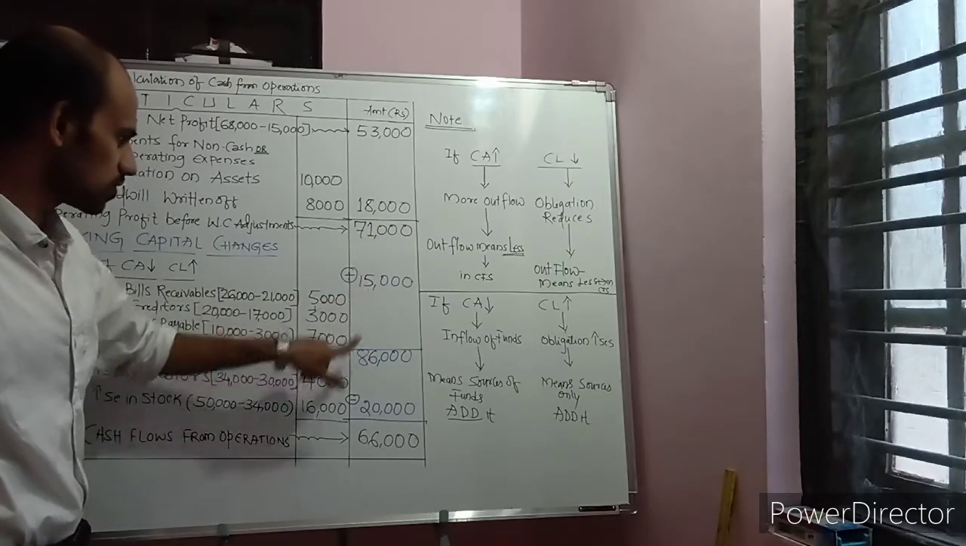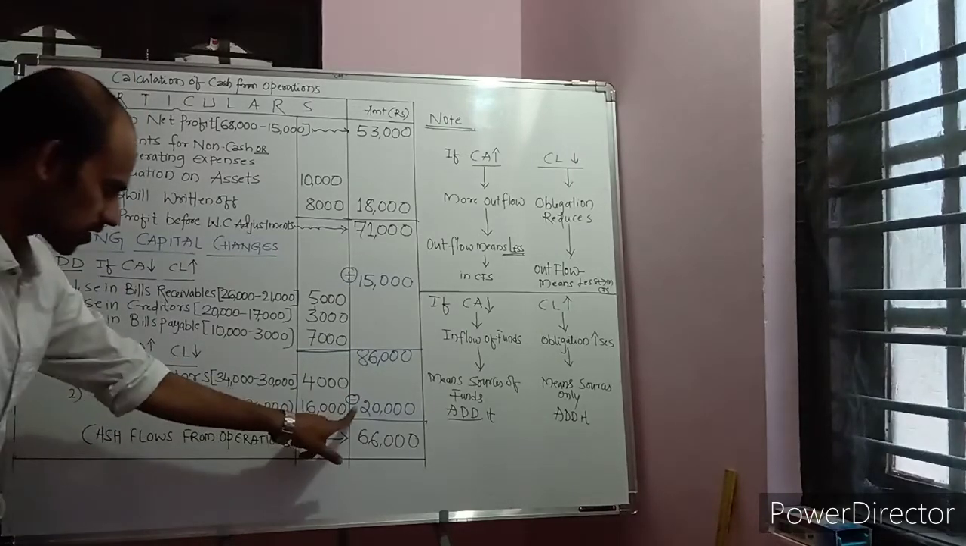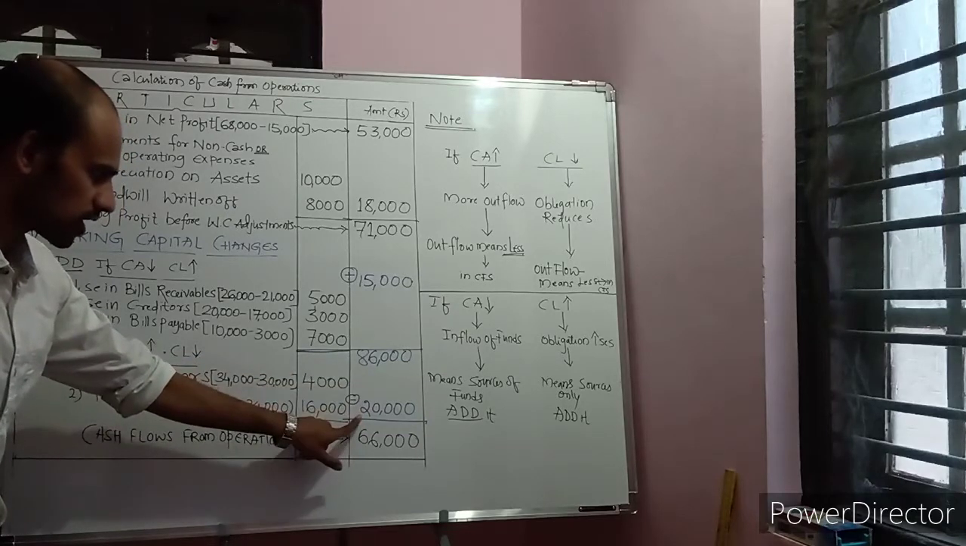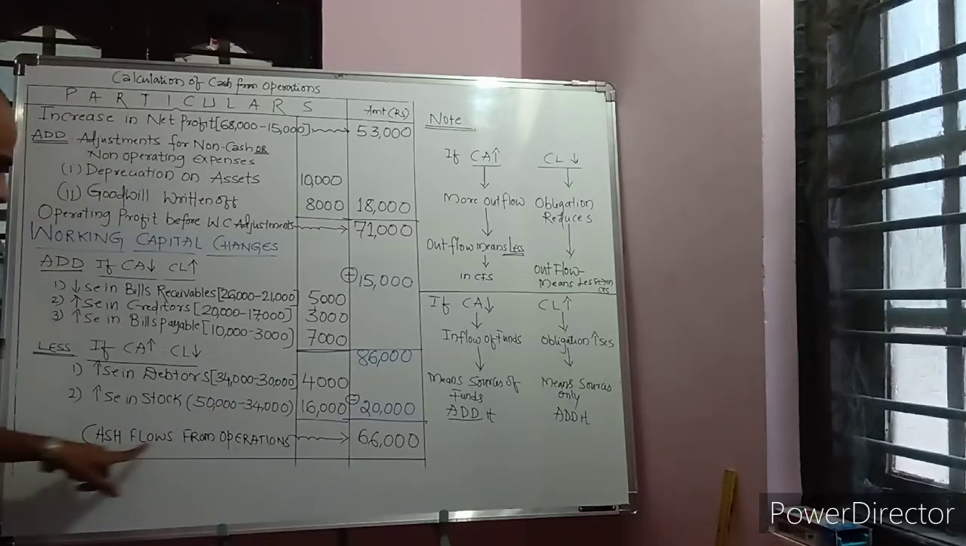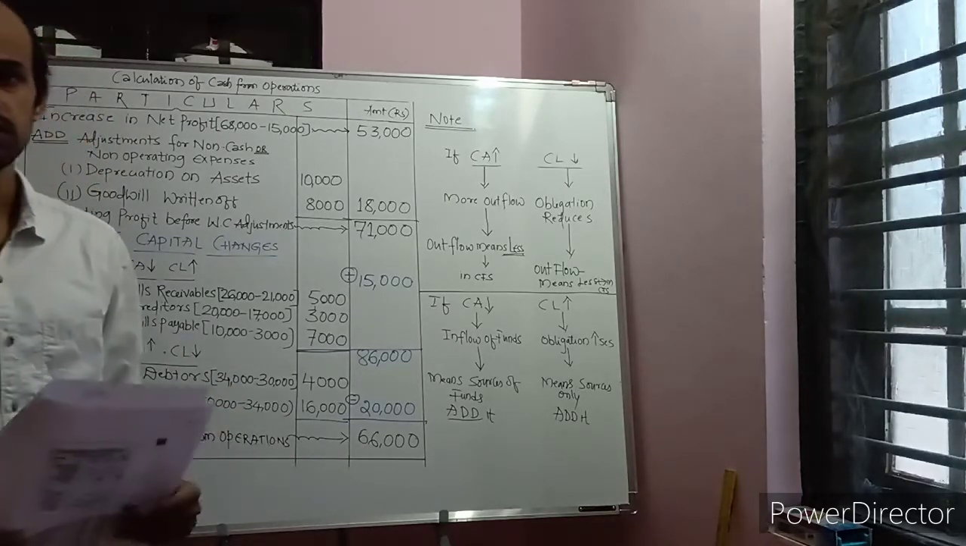71,000 plus 15,000, 86,000. Less items, so deduct it: 4,000 plus 16,000 equal to 20,000. So 86,000 minus 20,000, we will get 66,000 rupees of cash flows from operations. So go through this one. Thank you.